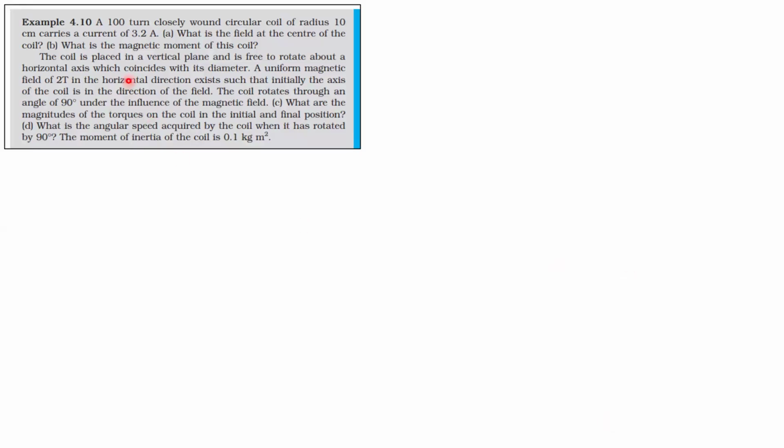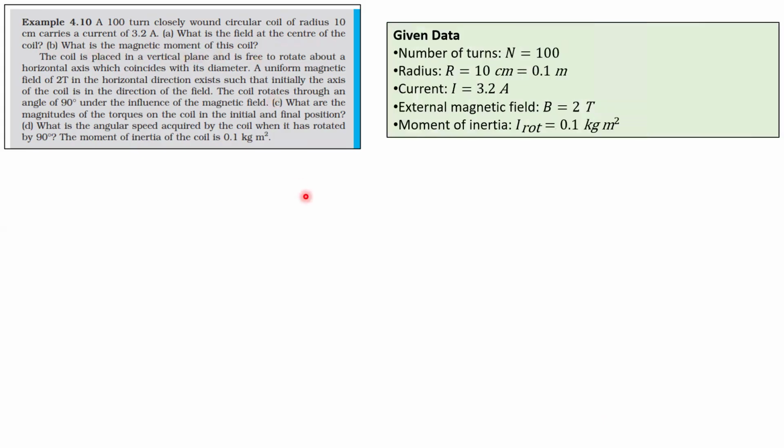Example 4.10. A 100-turn closely wound circular coil of radius 10 centimeter carries a current of 3.2 amps. What is the field at the center of the coil and what is the magnetic moment of this coil? First, we'll do the first part. What are the given values?